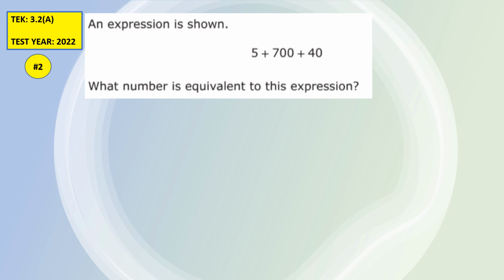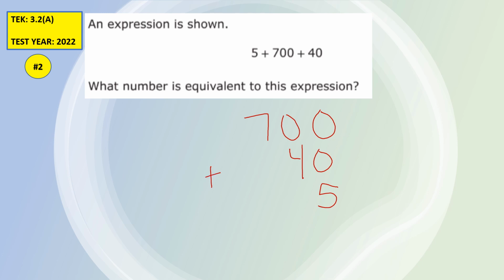Let's talk about number 2. It gives you 3 numbers, 5 plus 700 plus 40. So let's go ahead and write those numbers down and line them up so that each place value is directly under the other. So I'm going to write the largest number first, which is 700. Then I'm going to write 40 and then 5.